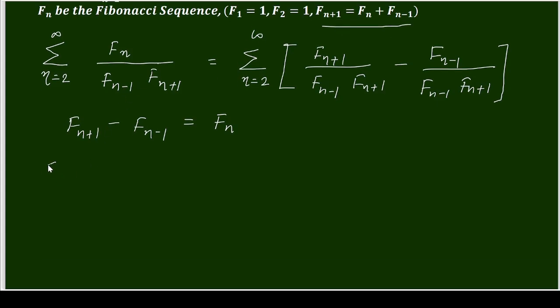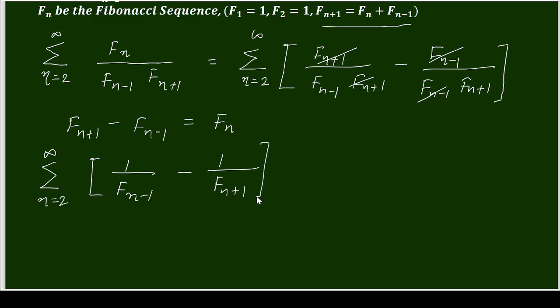So now simplifying, first one is, these two will be cancelled. It will be 1 over fn minus 1 minus, here this one will cancel, 1 over fn plus 1. Now we'll take the telescopic sum.